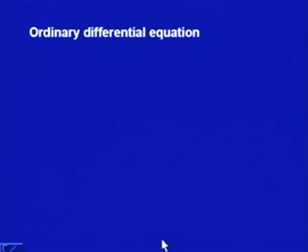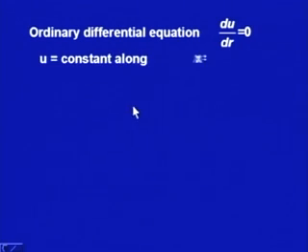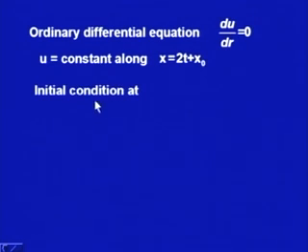Now, the ordinary differential equation to which my partial differential equation has changed is du by dr is equal to 0. Its solution gives me that u is constant along my characteristic. What characteristic had we found? x is equal to 2t plus x naught. So, from here if I use the initial condition at t is equal to 0, x would be x naught. So, my characteristic x naught would be actually x minus 2t.